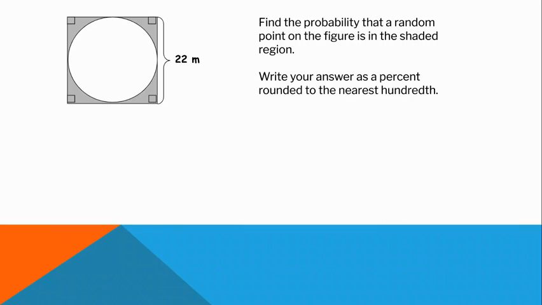So our desired outcome is to get in the shaded region, so I need to find that area. And on my denominator, I need to put the total area. So here's a strategy. Let's plan the area of the square minus the area of the circle. That's going to give us the shaded part.